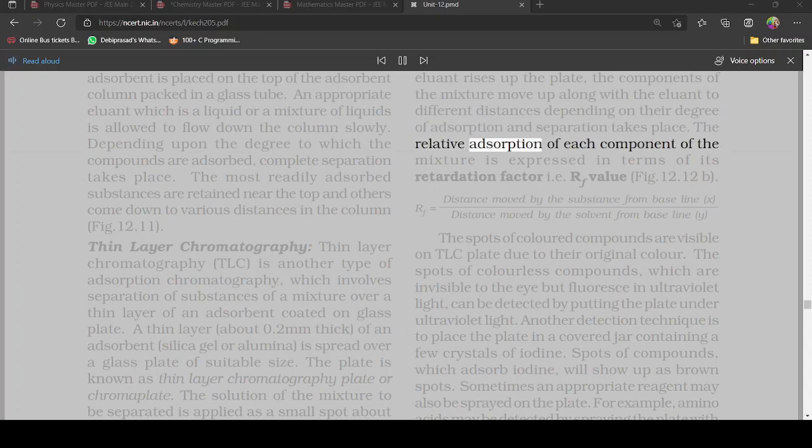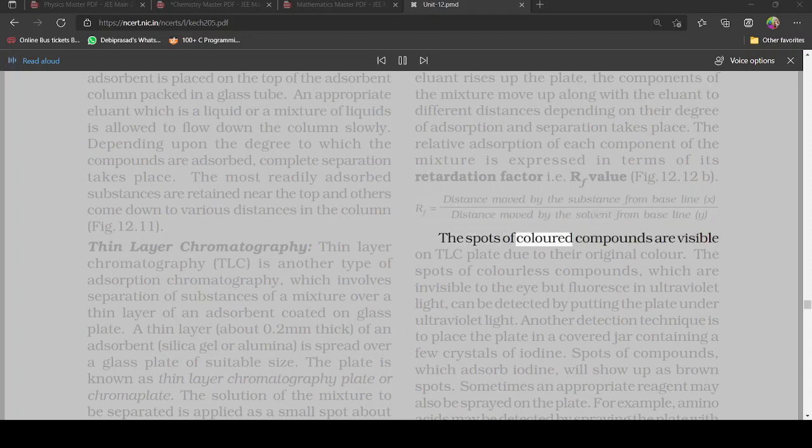The relative adsorption of each component of the mixture is expressed in terms of its retardation factor, i.e. Rf value, Fig. 12.12b. Rf is equal to distance moved by the substance from baseline, x, divided by distance moved by the solvent from baseline, y.